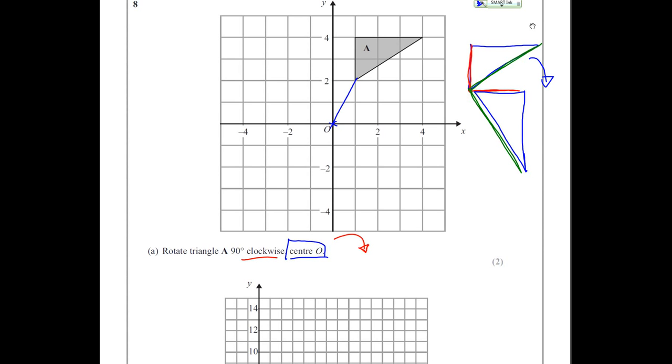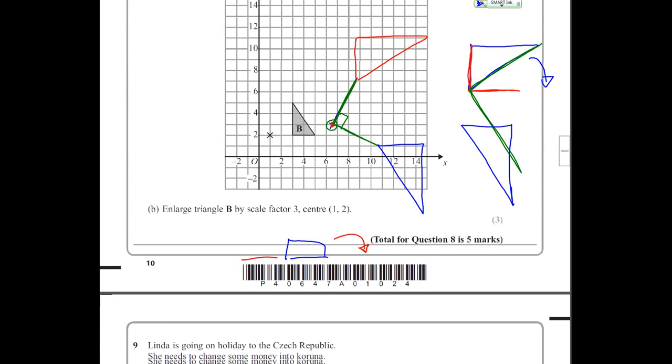If you've got tracing paper, you can stick your pen onto tracing paper here, draw it on, spin it round. If you don't, imagine that this is a stick holding your triangle and turn the stick. Imagine you stood here, turn the stick 90 degrees, and that is where your new triangle is going to be. Has to be the same size. Be careful to be very accurate. So it's 2 and 3. Okay, that's your new triangle. Doesn't tell us to label it. Part B.